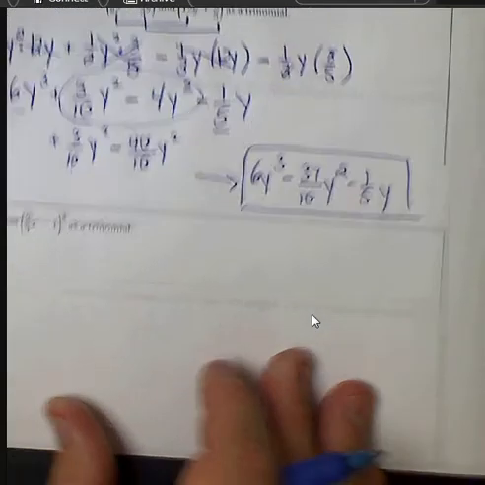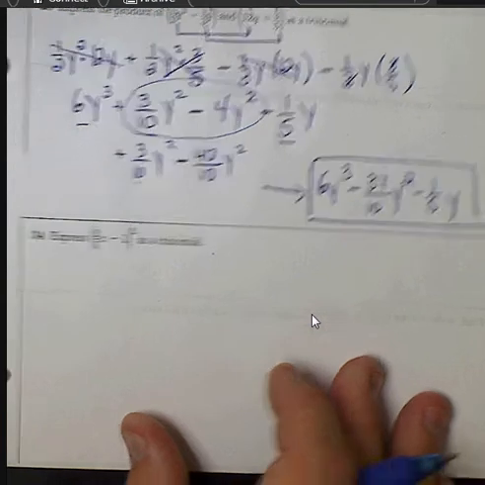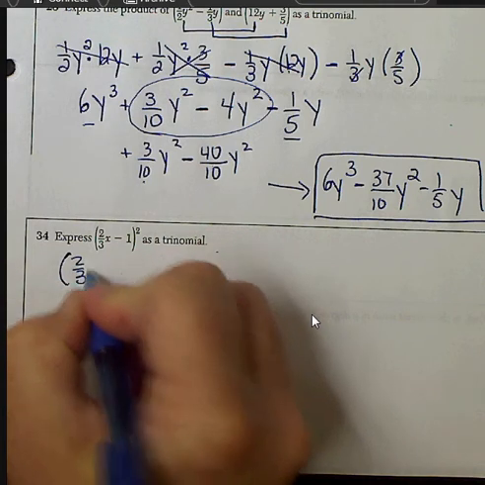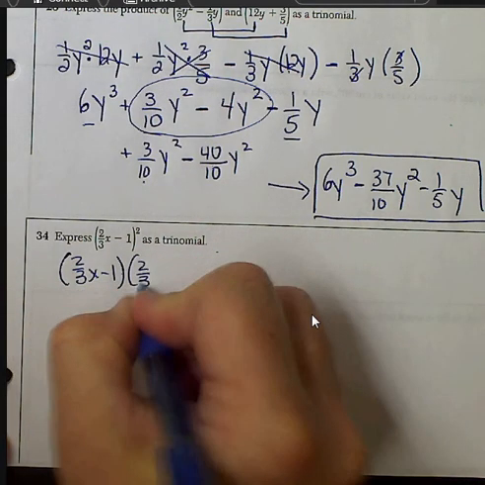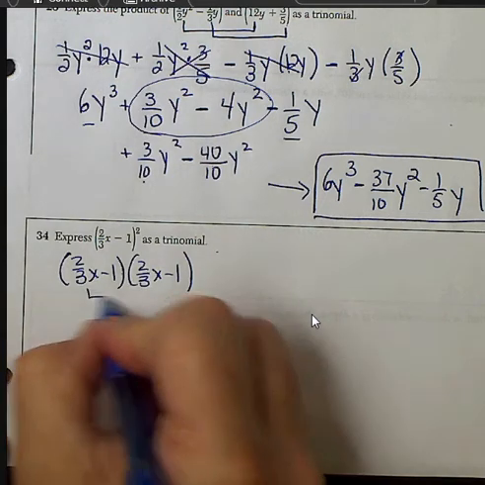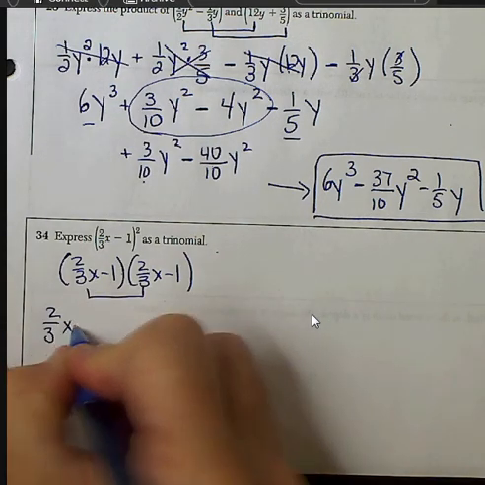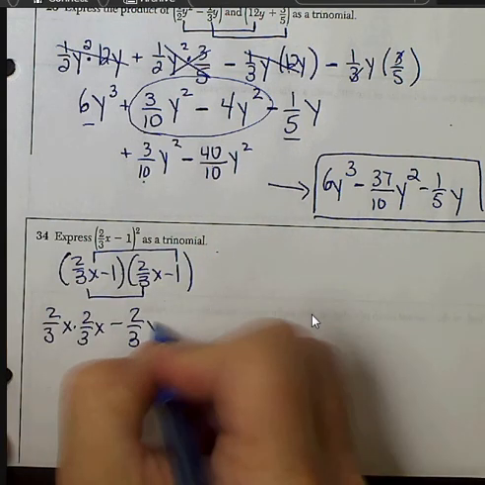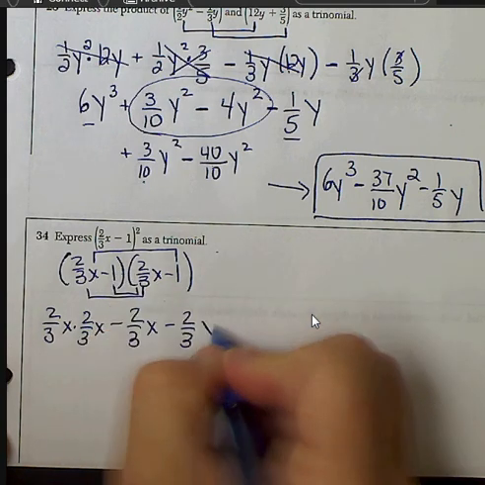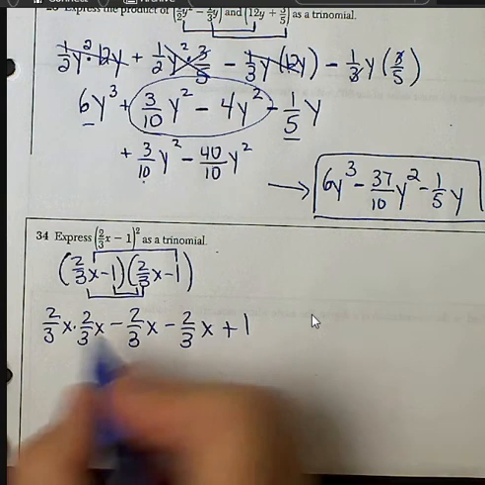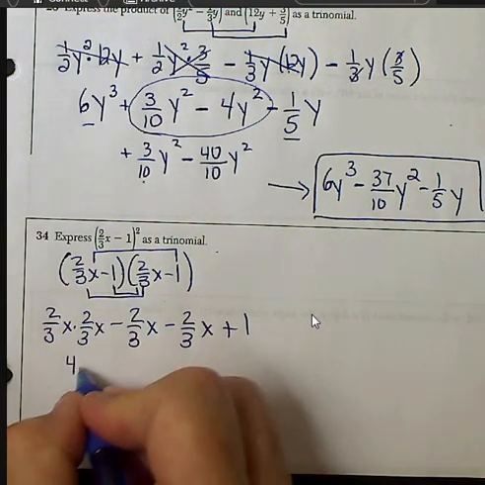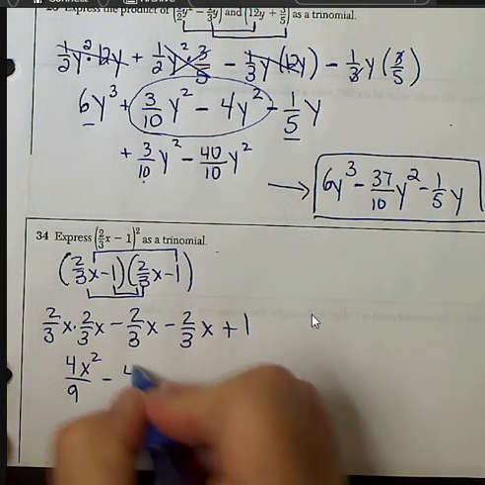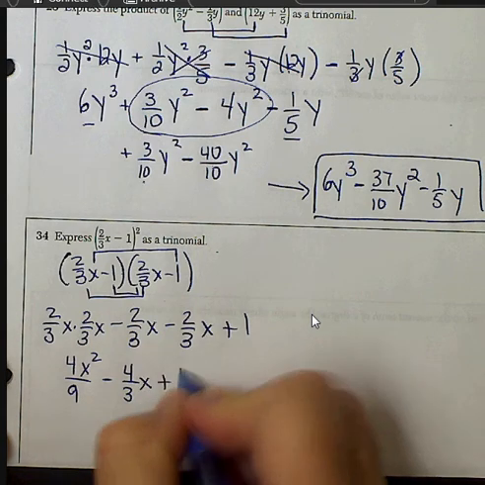Next question is dealing with a binomial squared, and one of the first things you have to realize is you can't just square each piece. This is really just 2/3 x minus 1 times 2/3 x minus 1. When we multiply this together, first there's going to be 2/3 x times 2/3 x, outer minus 2/3 x, inner minus 2/3 x, last is 1. Multiplying these together, you're going to get 4x squared over 9 minus 2/3 x and minus 2/3 x, that's minus 4/3 x plus 1.